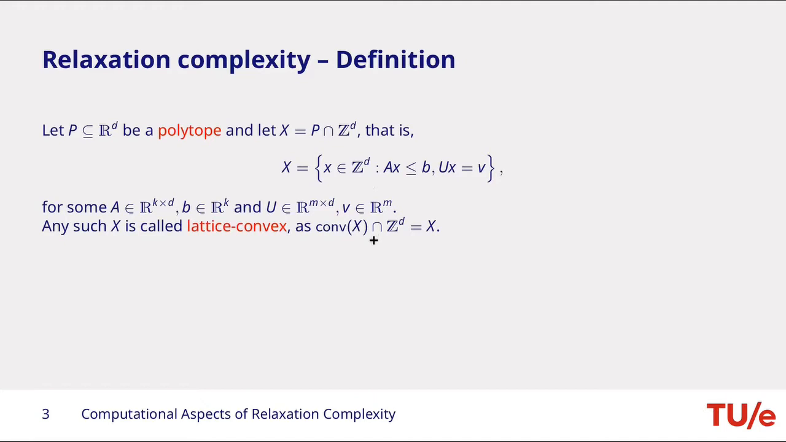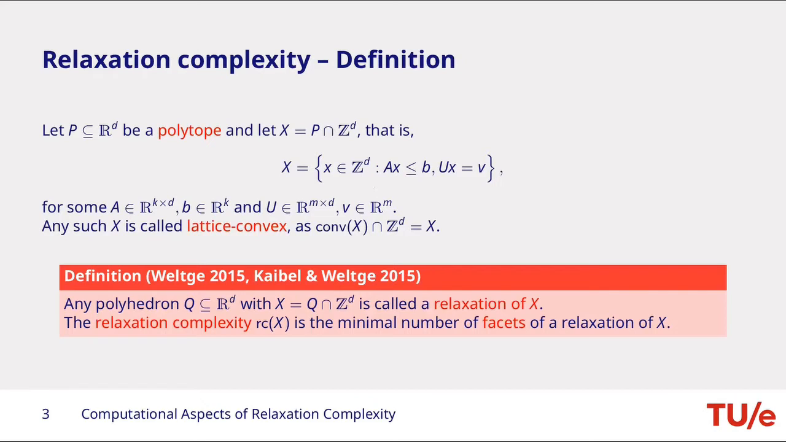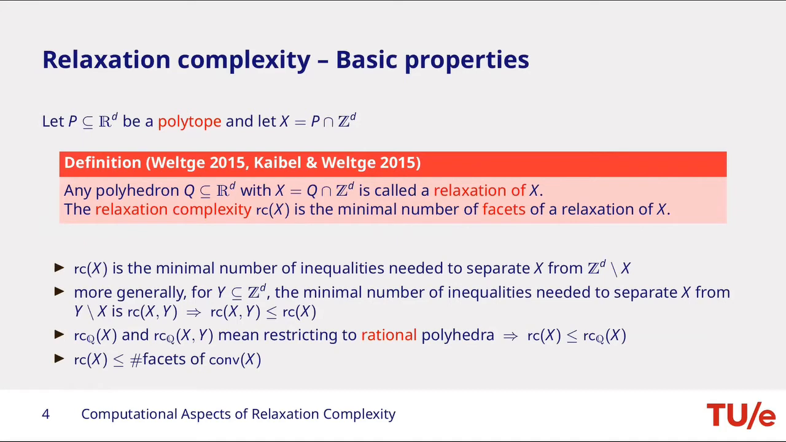set of integer points. And using this notion of lattice convex sets, Kaibel and Weltge introduced the notion of a relaxation of X, and they said a polyhedron Q is a relaxation of the set of integer points X if the intersection of Q with the integer points leads again to our set of points X. And the relaxation complexity is then the minimal number of facets in any relaxation of X. Equivalently speaking, if our set of integer points is full dimensional, then the relaxation complexity is the minimal number of inequalities that we need to separate the points inside our set X from the remaining integer points.